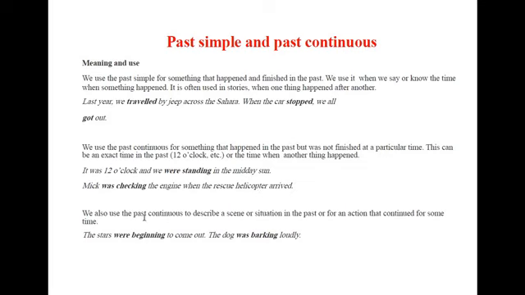We also use the past continuous to describe a scene or situation in the past or for an action that continued for some time. The stars were beginning to come out. The dog was barking loudly.